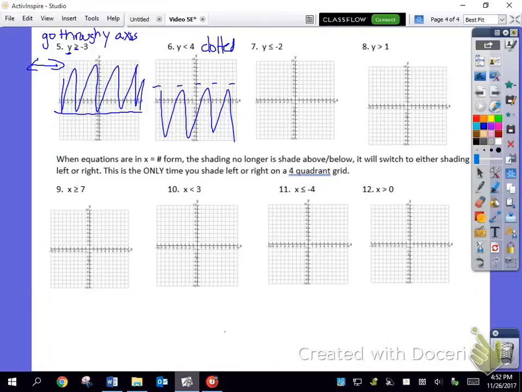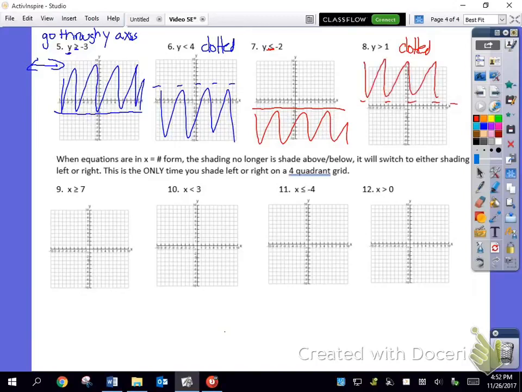underneath. Okay, so on number 7, it's less than or equal to, so it's a solid line, and it says less than, that's underneath, and y is greater than, this is going to be dotted. So do a dotted line through the 1, and it says greater, so it goes above. Again, you can do that on your calculator, so you can double check.